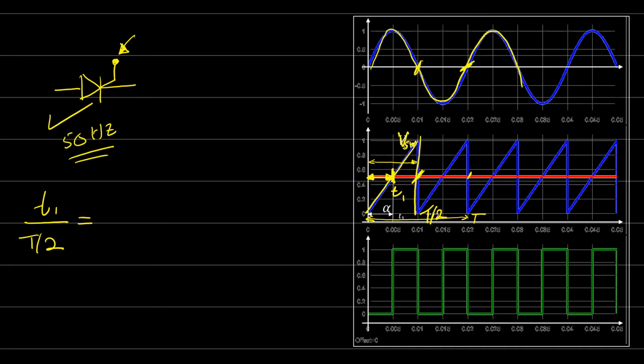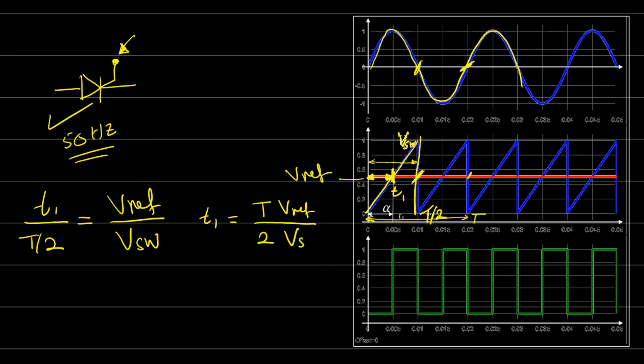The reference signal, which is this line, V reference, over the amplitude of the sawtooth. So T1 over T over 2 is equal to V reference over V sawtooth. Now do some arrangements here. You'll find that T1 is equal to how much? T times V reference over 2 times V sawtooth.